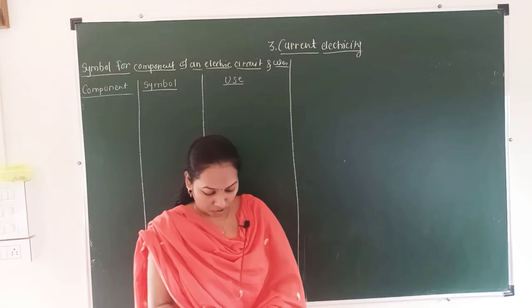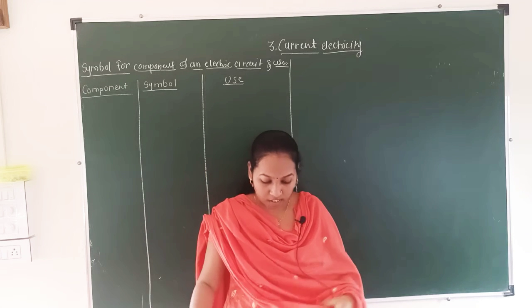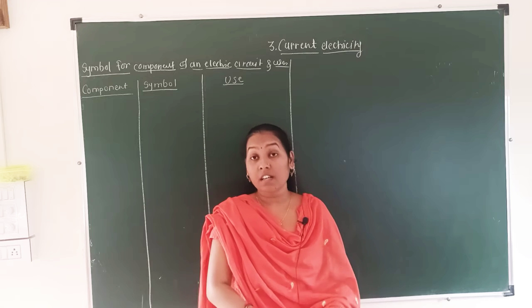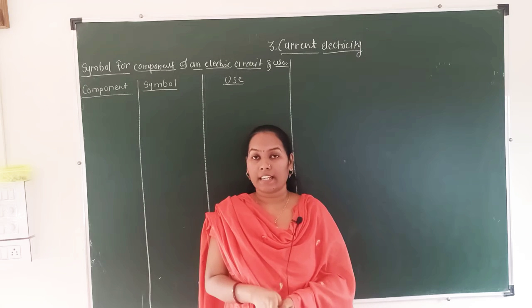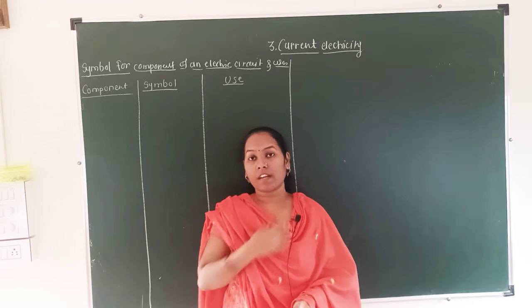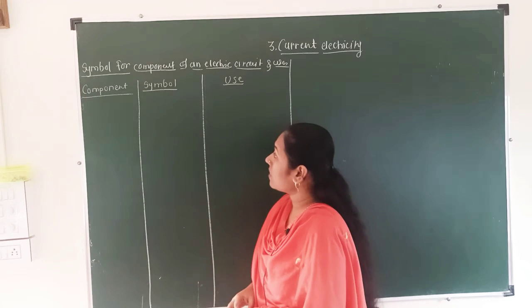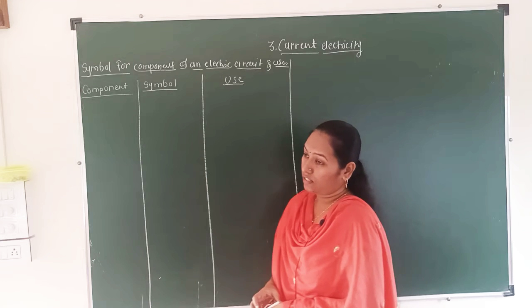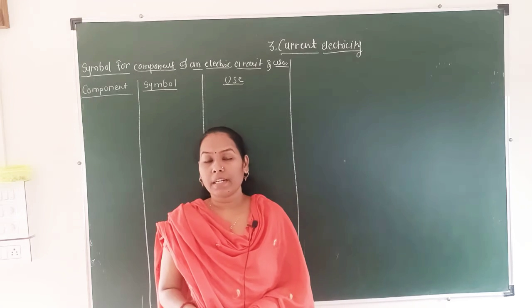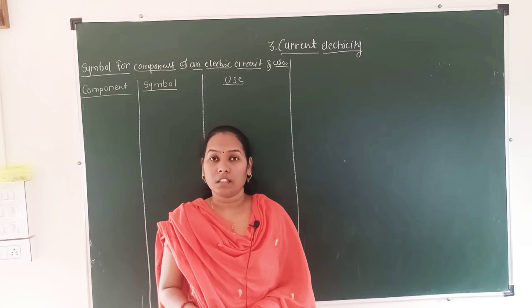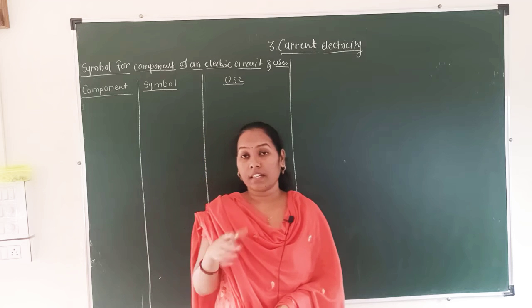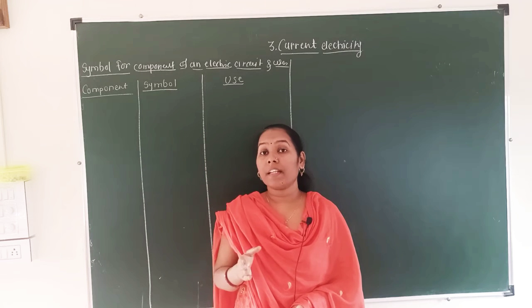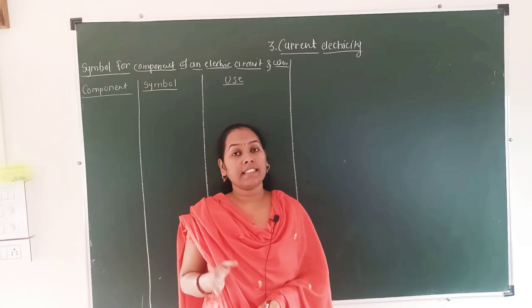In the previous video lecture, we discussed what an electric circuit is and what a circuit diagram is. In this video lecture, we are going to discuss the symbols for the components of an electric circuit and their uses. An electric circuit is completed with the help of different connections, and the connections are completed when the different components are connected in that electric circuit.